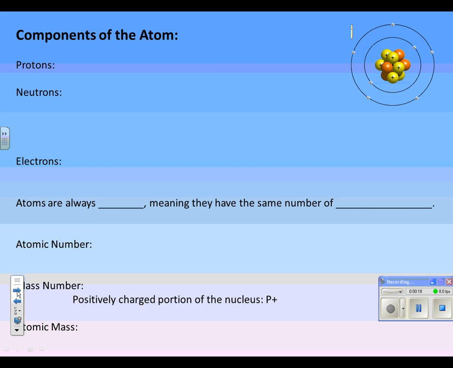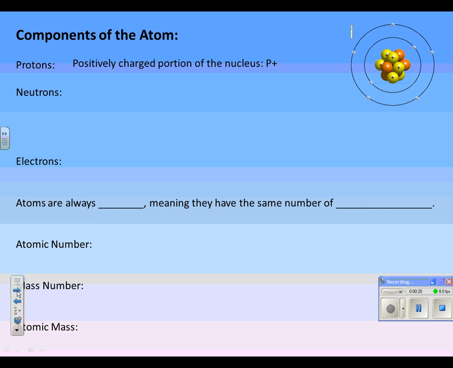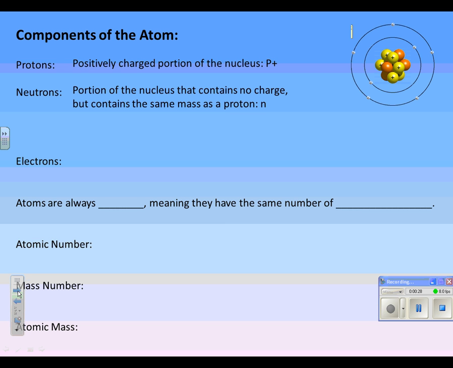So you should know already that protons are the positively charged portion of the nucleus. Neutrons are also a portion of the nucleus, but they contain no charge. So protons are positive, neutrons are no charge. They're both in the nucleus. So that's what's in here. This is your nucleus: protons and neutrons.